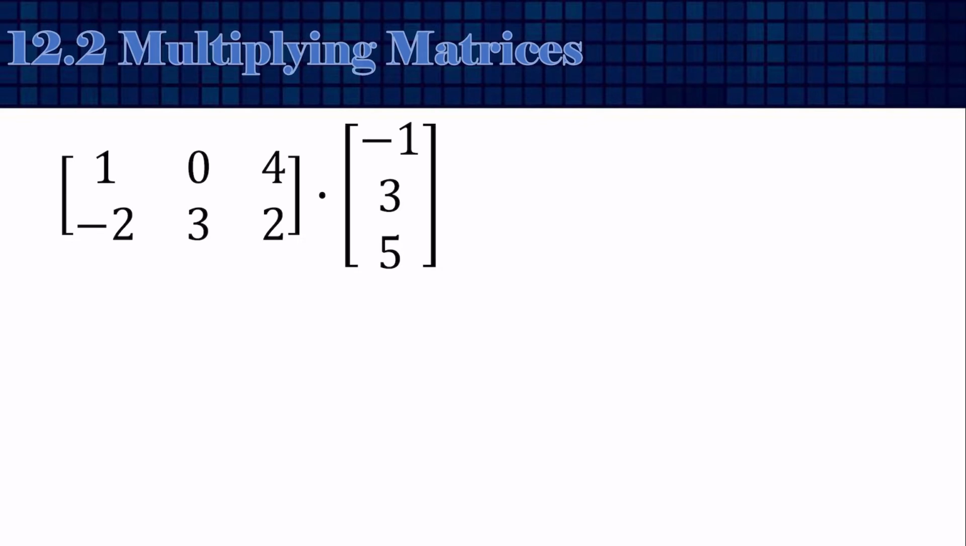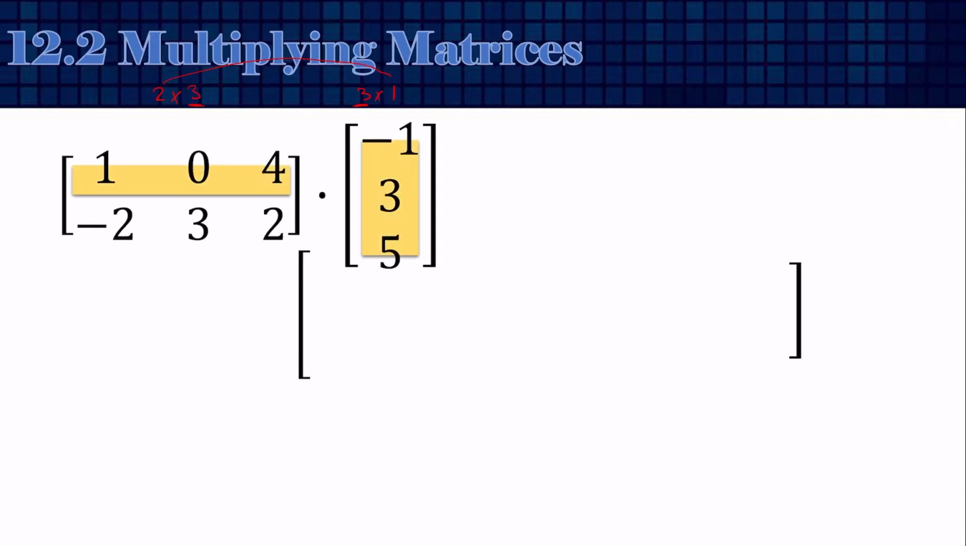Let's try another one. Can we multiply these? Well, this first one is 2 rows by 3 columns. The second one is 3 rows by 1 column. The middle is the same, so it is multipliable. And our dimensions will be 2 by 1. So 2 rows, 1 column for our answer. Process is the same.